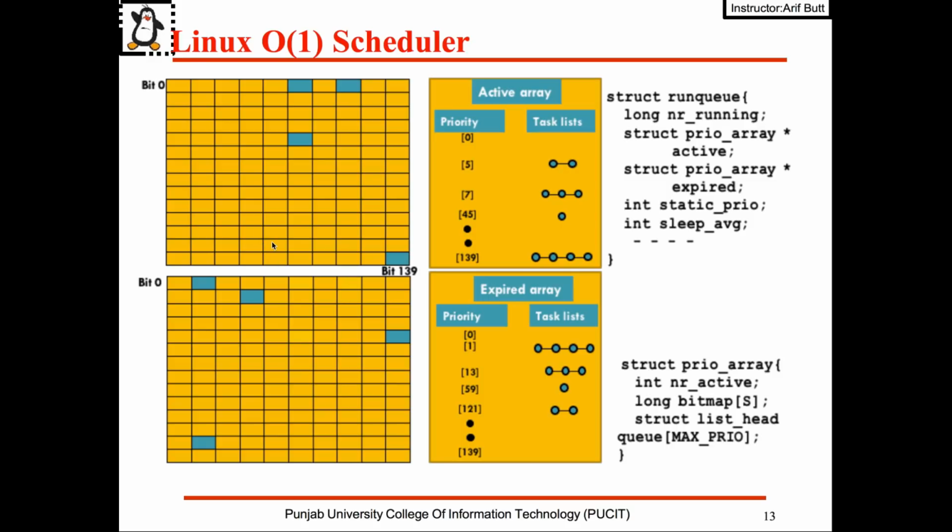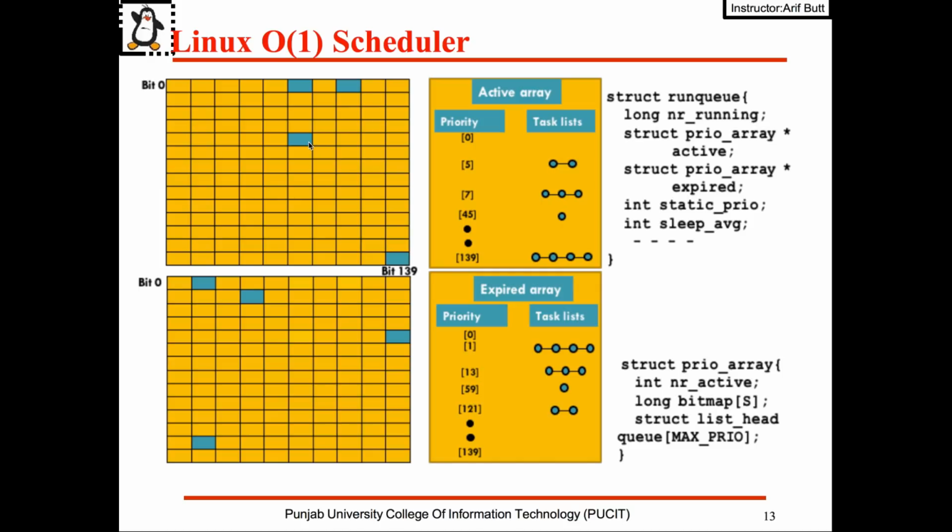This bitmap is used to determine the highest priority non-empty linked list in the active array. For example, over here in this slide, you can see queue numbers 5, 7, 45 and 139 are non-empty. And the same we are seeing over here. The bits corresponding to these priority values contain 1.